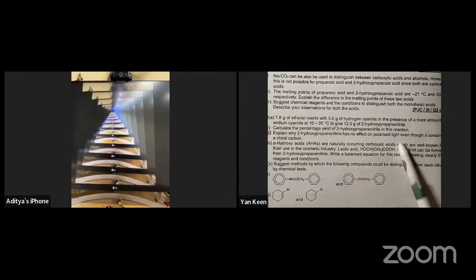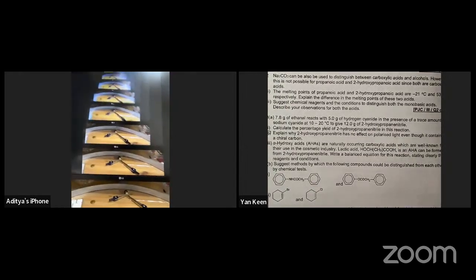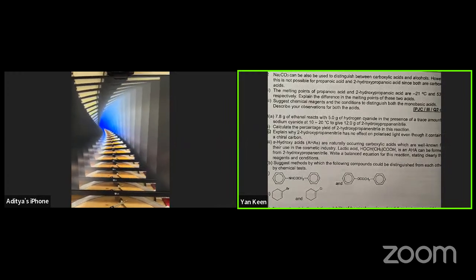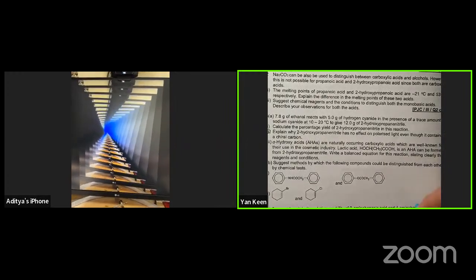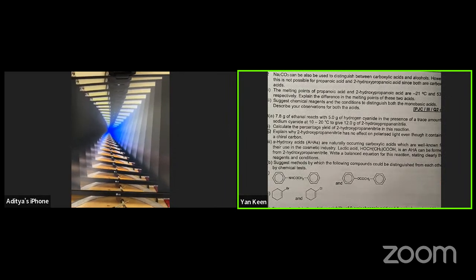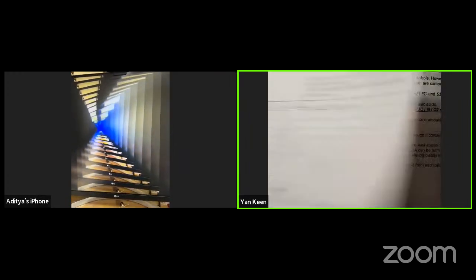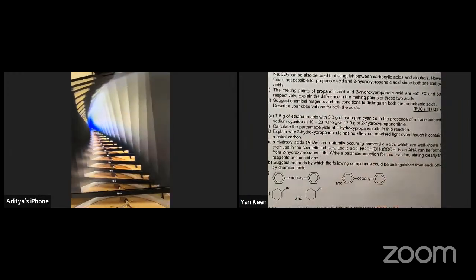So now he's asking us why it has no effect on polarization. Do you remember the isomerism thingy? It's a chiral carbon and plane of symmetry. If you have a plane of symmetry, then it will cancel the isomerism, even though you have the chiral carbon. Okay, I got it.